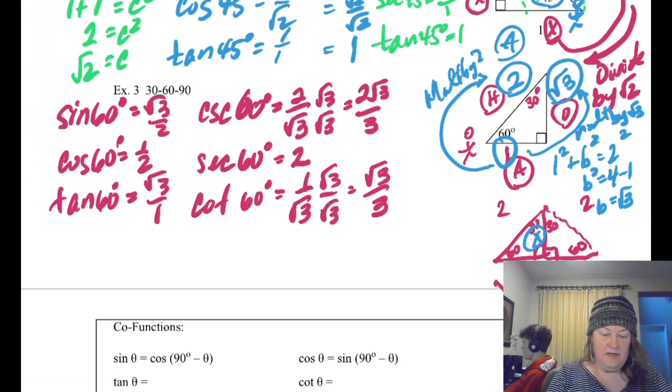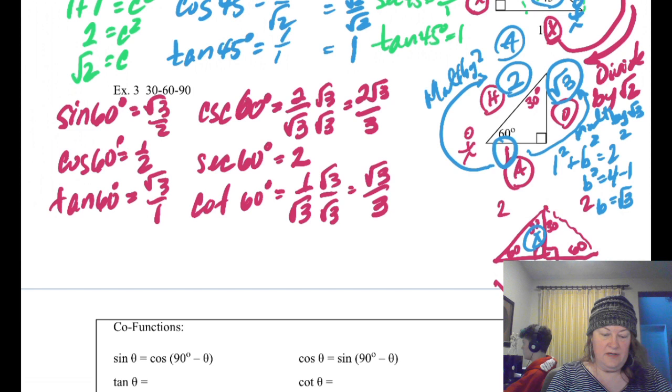So, oh, sorry, let me go back and fix that. I see what I did wrong there. So I said, is sine of 60 the same as sine of 30? Sine of 30 was 1/2. Sine of 60 was radical 3 over 2. Those were not the same. But if I switched it to be sine of 30 and cosine of 60, would those be the same? And the answer is yes.